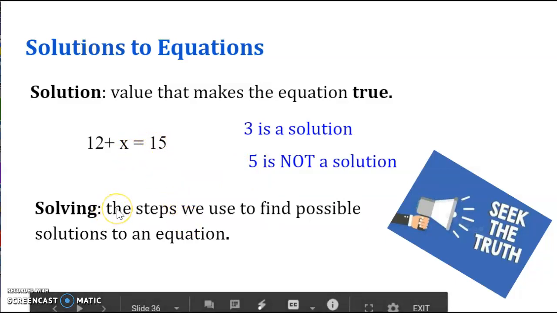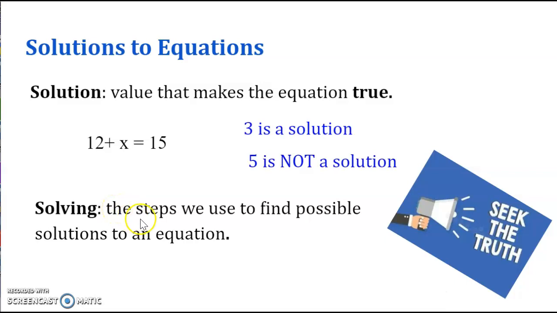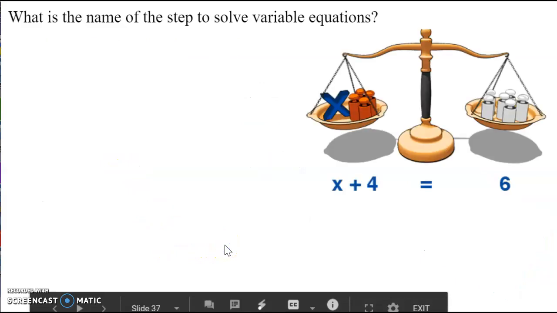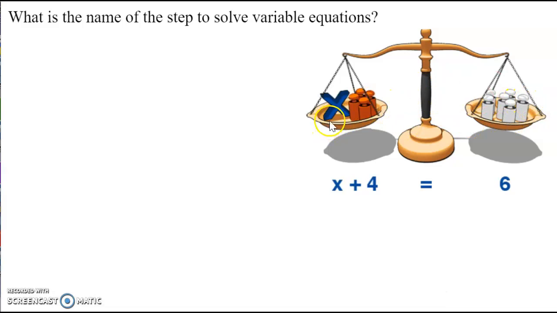And when we say solve or solving in math, it's really the steps we use to find the possible solution, the value of the variable that makes the equation true. That's what it means. So when we're solving an equation, one thing we need to keep in mind is making sure whatever we do to one side of the equal sign, that's the balance, we do the same thing to the other side of the equal sign. So at this point, they are balanced because they are equal in value.